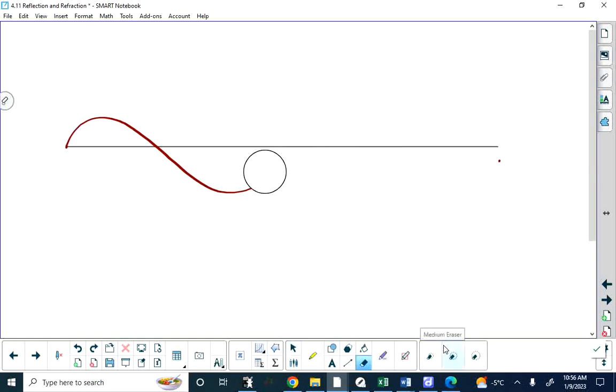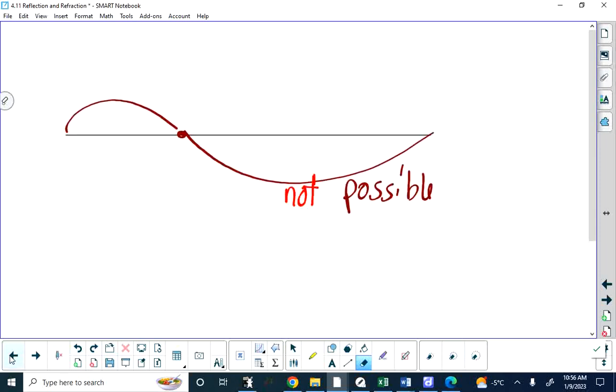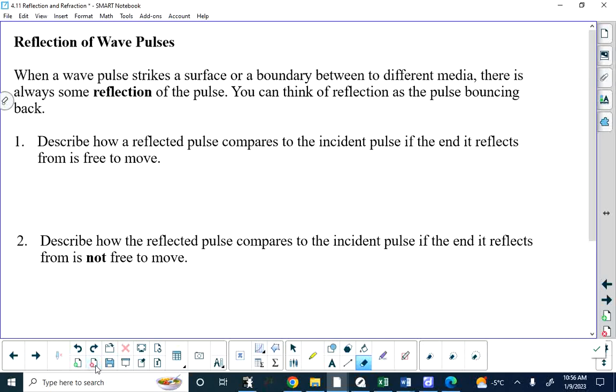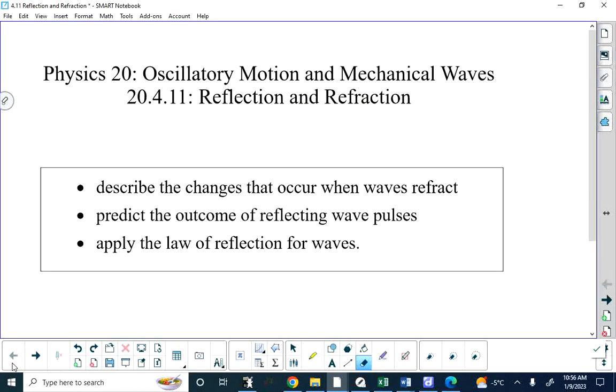We're going to be looking today at what's called reflection and refraction. And there are just a few things that we need to cover here. Okay, so what are the three things we're learning today? How to describe the changes that occur when waves refract. That's going to be the second thing that we cover, even though I've listed it first on your handout. And refraction of waves is absolutely crucial for something in Physics 30, refraction of light.